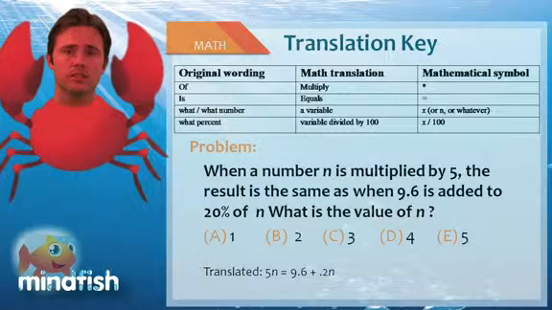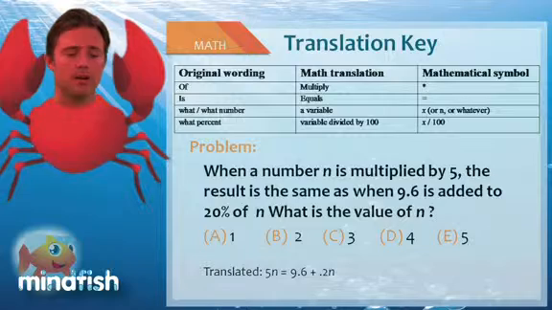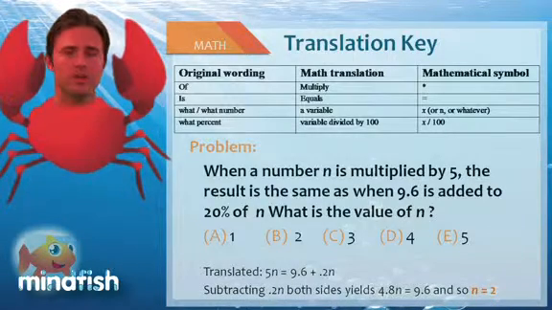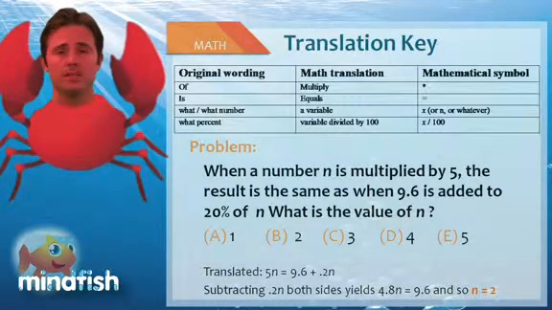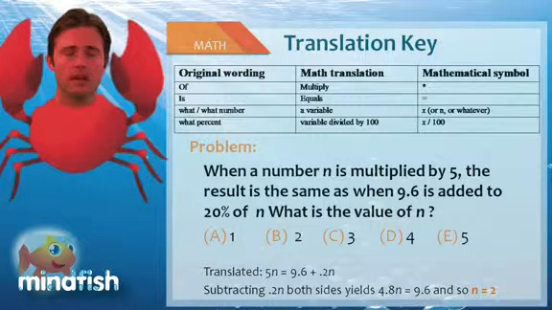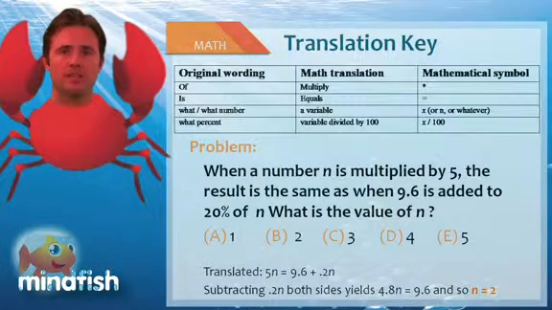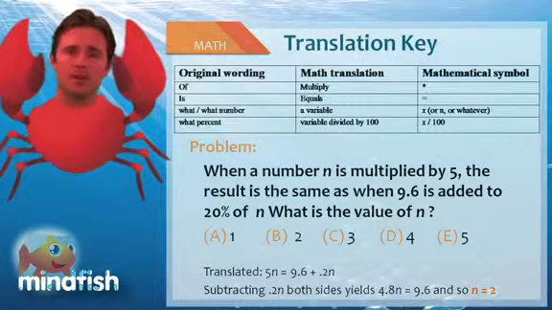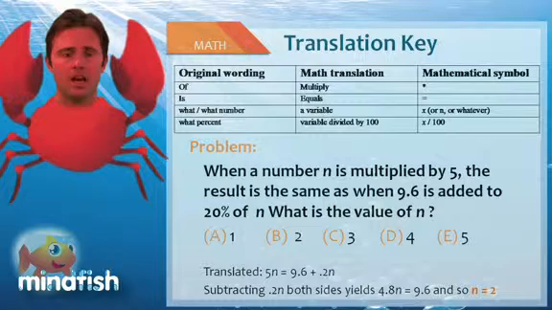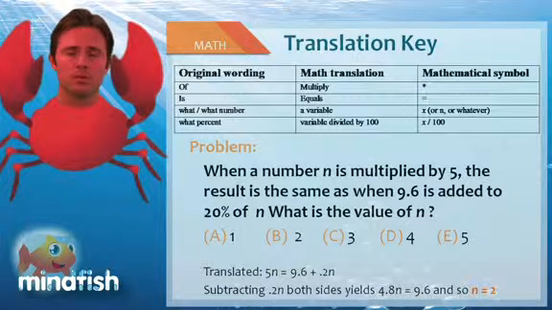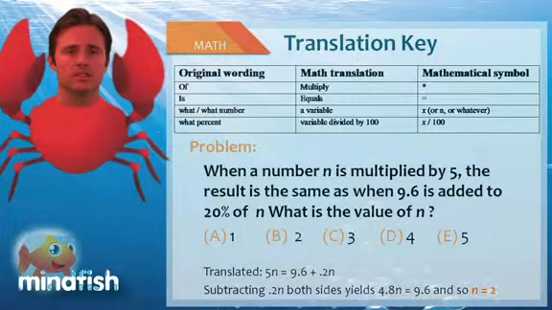Now that we have our equation, it's a simple algebraic problem. So we're going to subtract 0.2n from both sides, yielding 4.8n equals 9.6. And solving for n equals 2, and we're done. So just make sure that you're aware of the fact that the order is not always the same in the math equation as it is in the verbal statement, and that you can directly change certain words for certain mathematical symbols, and you should be all set.